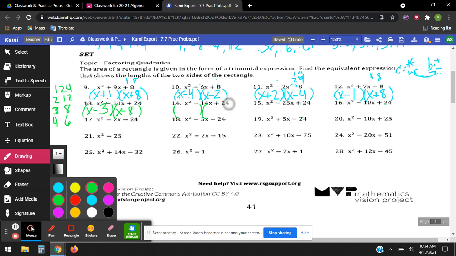Here, I'm using factors of 24, and they are both negative because my C is positive and my B is negative. So which two add to get 14? Well, 12 and 2 do. So -2 plus -12 is -14. -2 times -12 is +24.